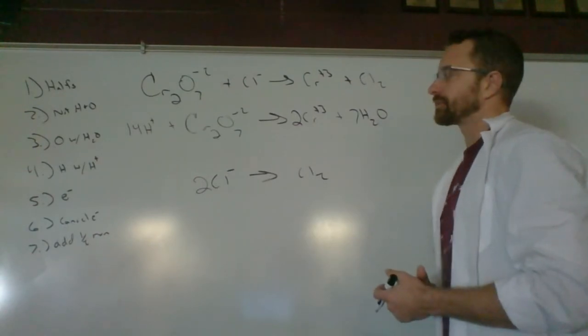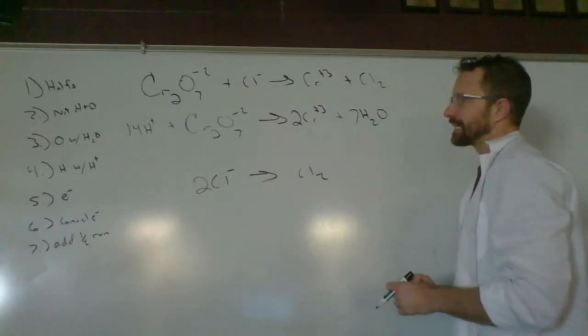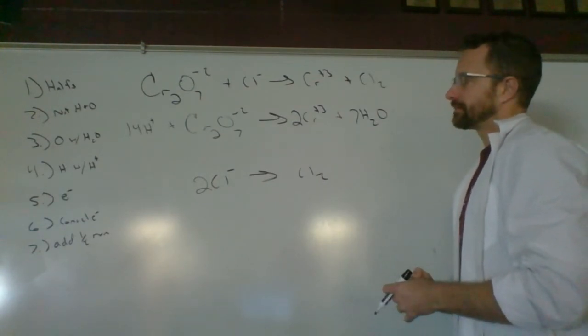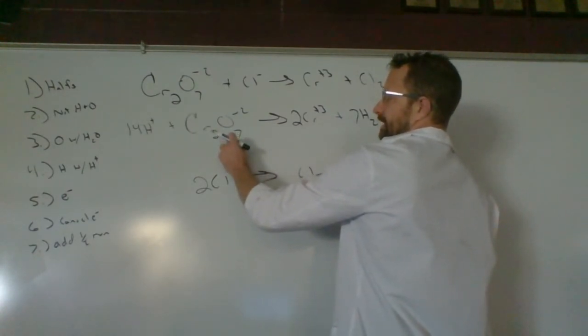So now I need to come through and do my electrons. I am on to step 5. So for electrons, maybe take a second and figure out the charge on chromium. Oxygen is -2.